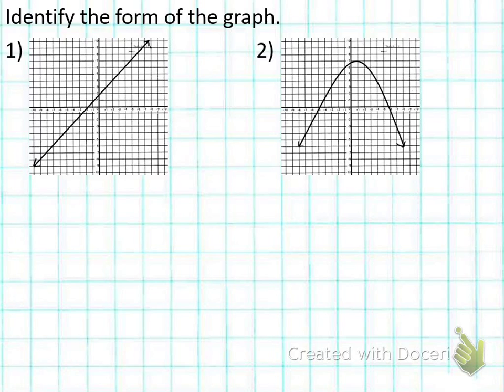So identify the form of the graph. This is number 1. It goes from left to right. It's a line, and it's going up from left to right. Therefore, I know this is a positive linear graph. So all I'm going to do is write positive linear. Okay? No one's writing, you're just watching right now.